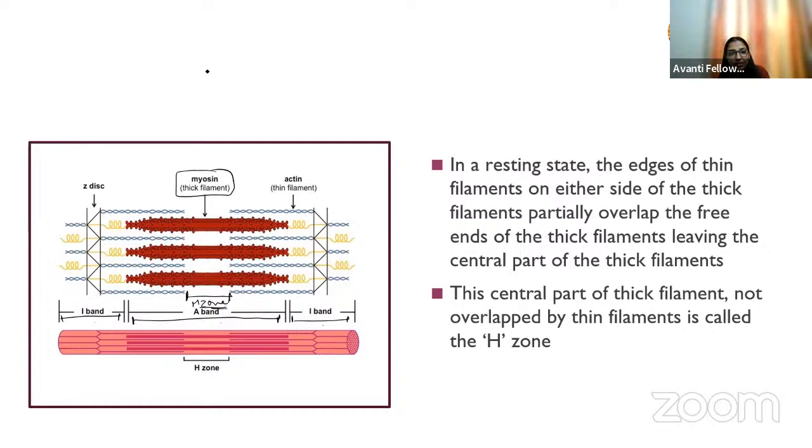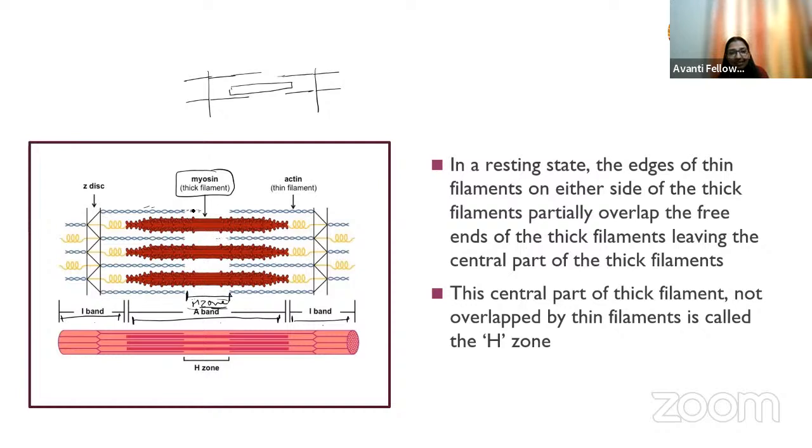But during the contraction, these thin filaments start overlapping on the thick filament. And this H zone, which is present in the relaxed state, starts reducing and finally disappears when the muscle is fully contracted, because these thin filaments start overlapping, or sliding over the thick filament.